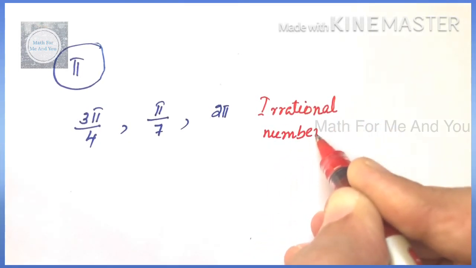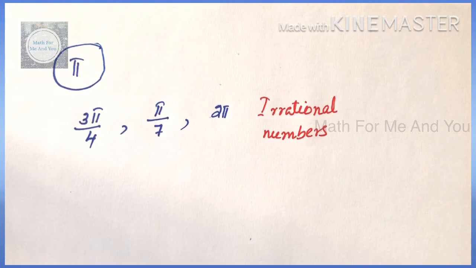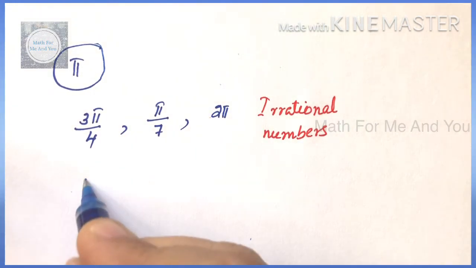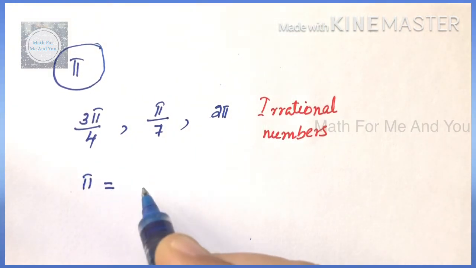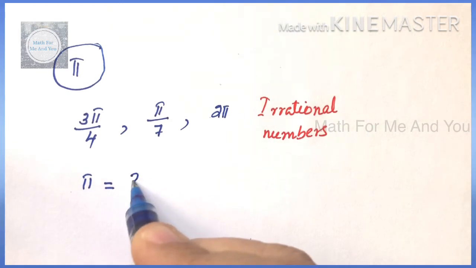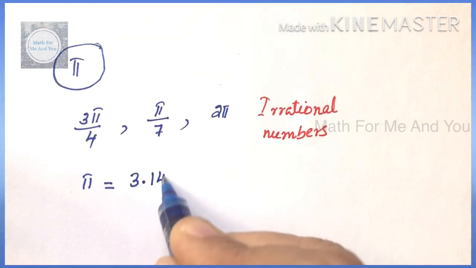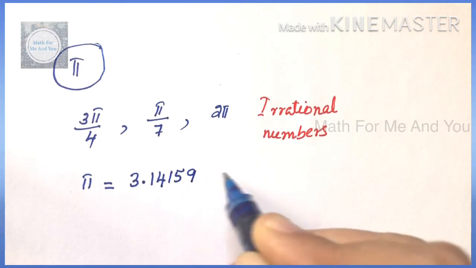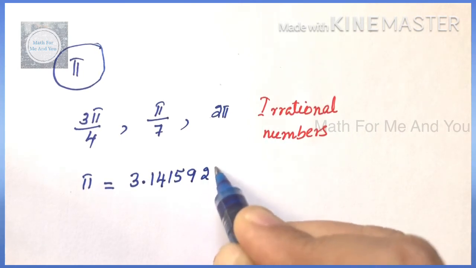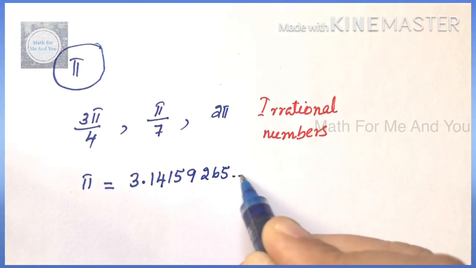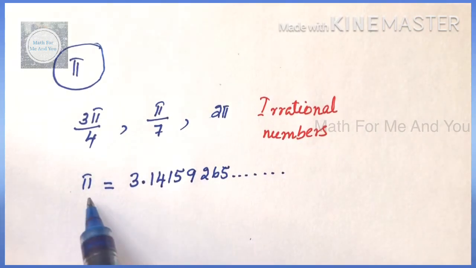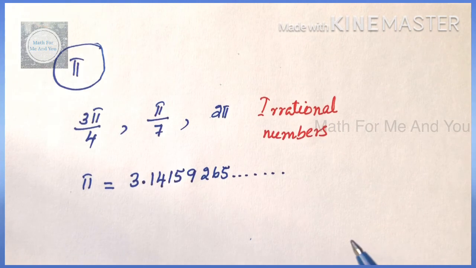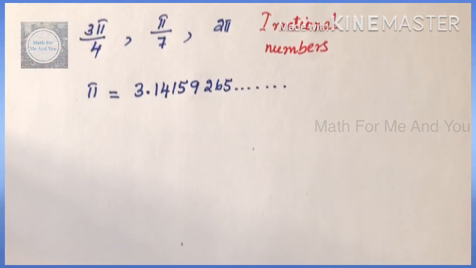What is the decimal form of pi? Pi is equal to 3.14159265, and you can see this is a non-terminating, non-recurring decimal. So pi is an irrational number, and when we check the decimal form also, we get non-terminating, non-recurring.